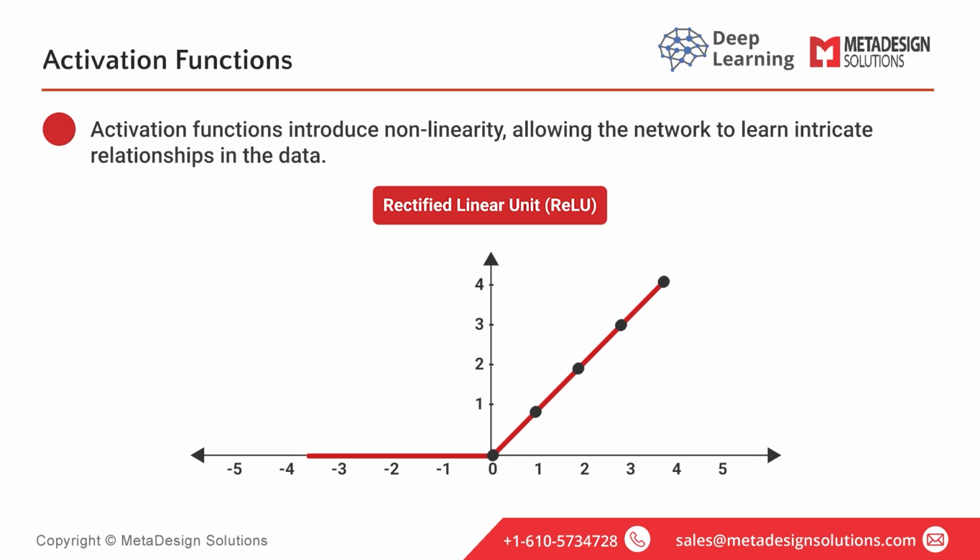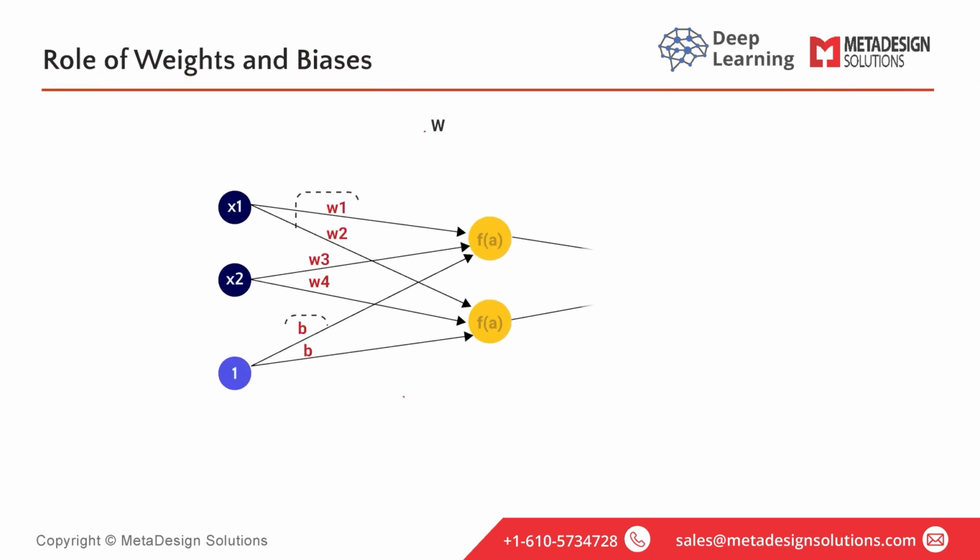Now, let us understand the role of weights and biases. Each connection between neurons has a weight, determining the strength of the connection. The bias is an additional parameter that helps the network make better predictions. Weights and biases are adjusted during training to minimize errors.